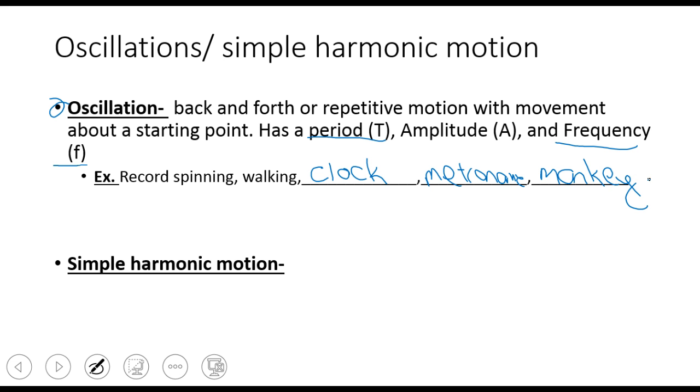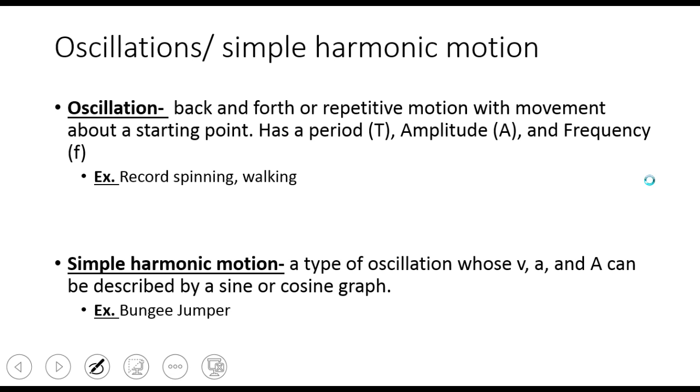There we go. Alright, and then simple harmonic motion is a specific type of oscillation whose velocity, acceleration, and amplitude, this big A is amplitude, can be described as a sine or a cosine graph. A sine graph starts at a non-zero point and oscillates, and then a cosine graph, the only difference is it starts at 0 and then oscillates. My example would be a bungee jumper.